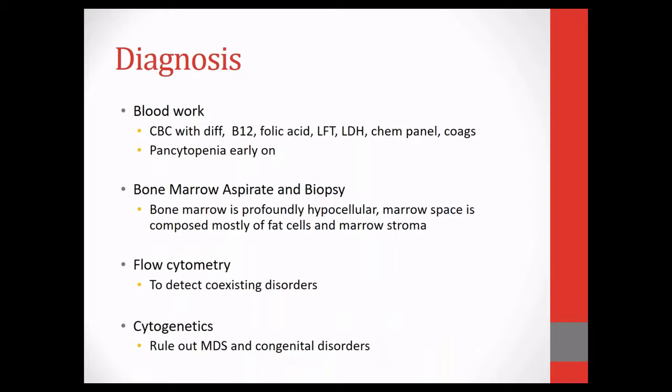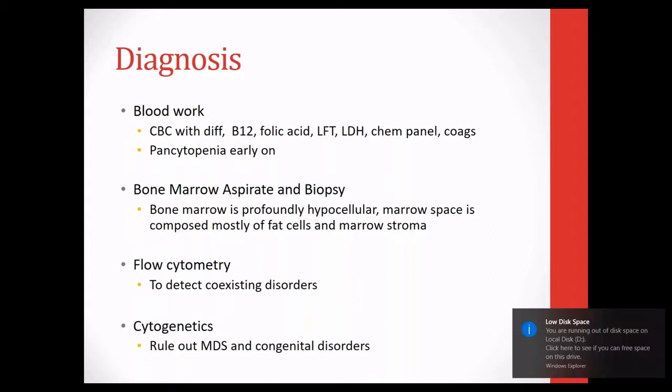The diagnosis of aplastic anemia is a diagnosis of exclusion, in that there is no single test that reliably diagnoses idiopathic acquired aplastic anemia. Again, we must be assessing patients' blood work, so looking at CBC with differential, vitamin B12, folic acid, LFTs, LDH, chem panel, coagulations, and assessing for pancytopenia early on. Patients must also have a bone marrow biopsy and aspirate.